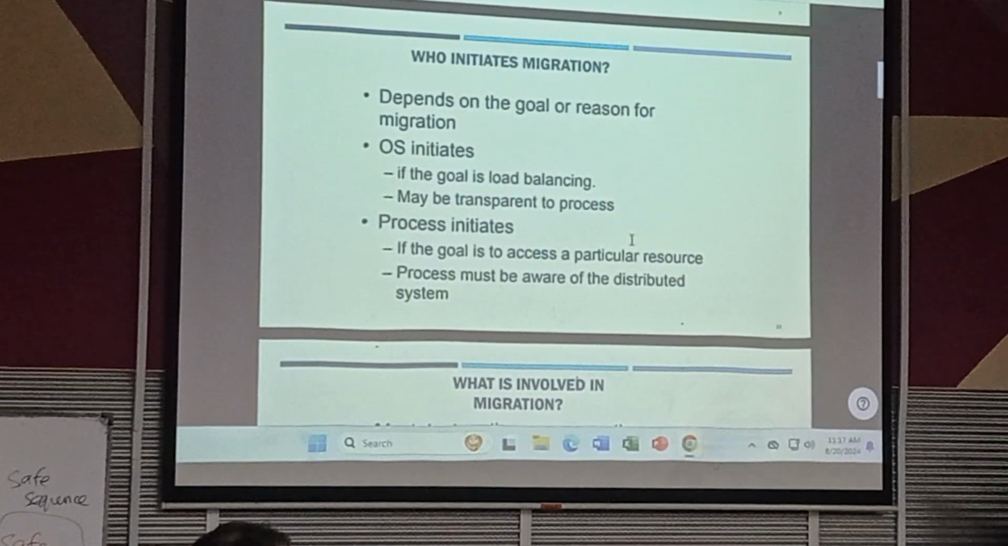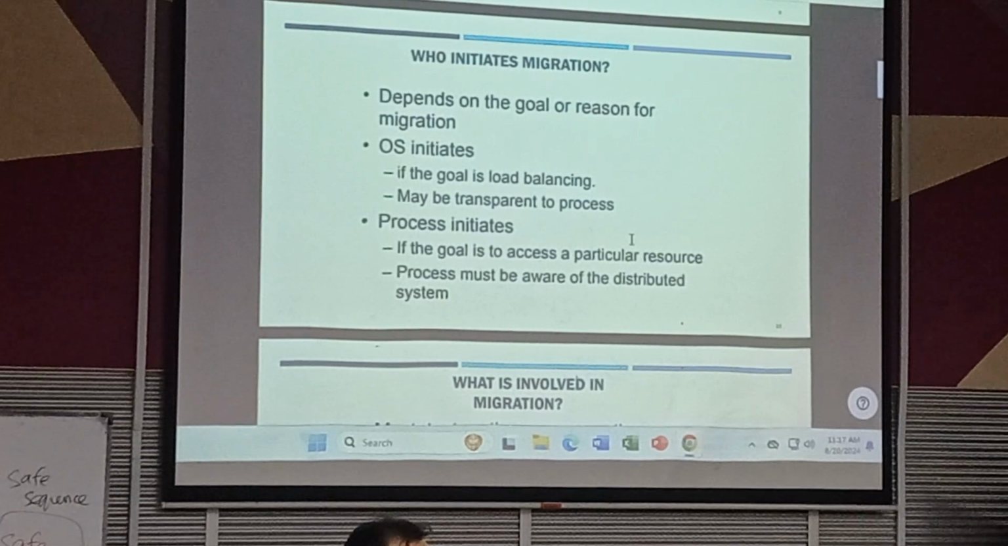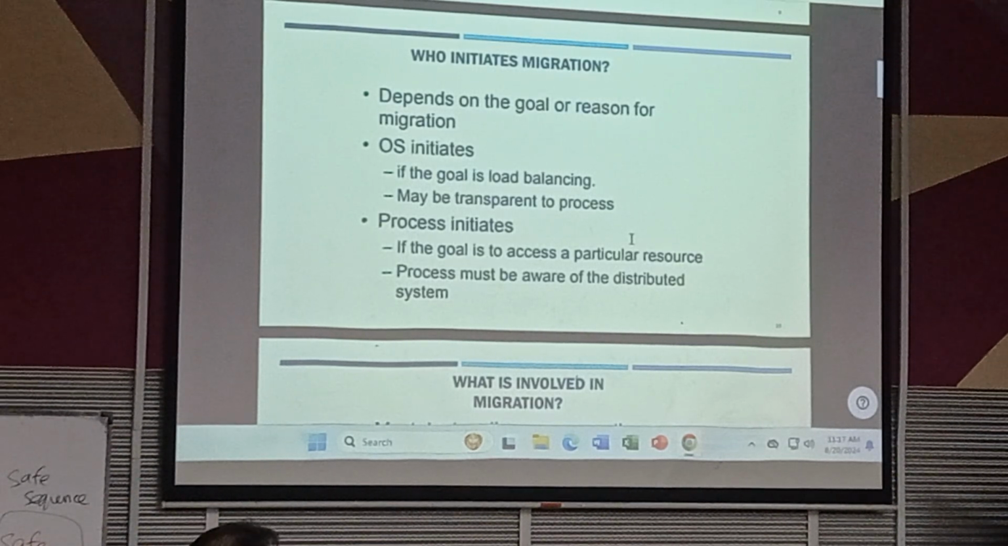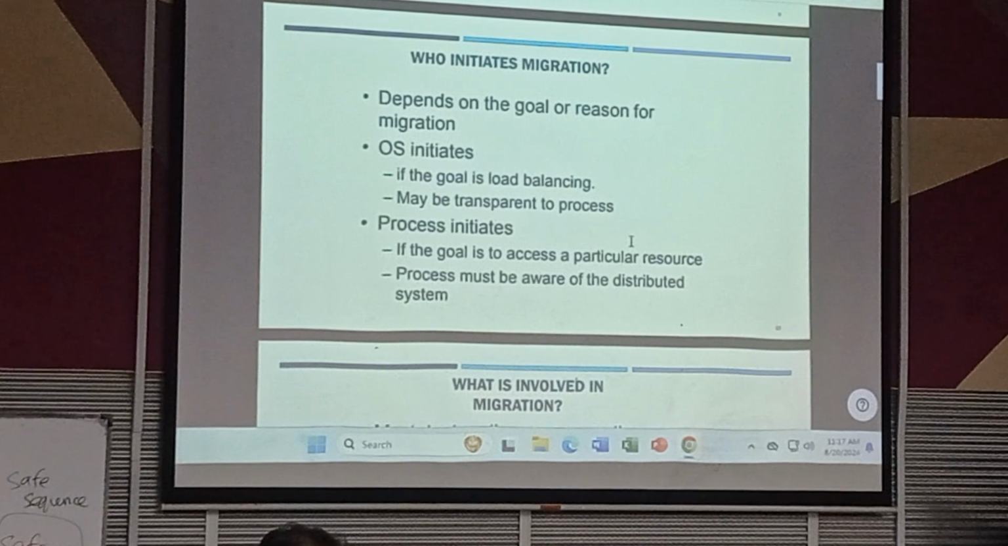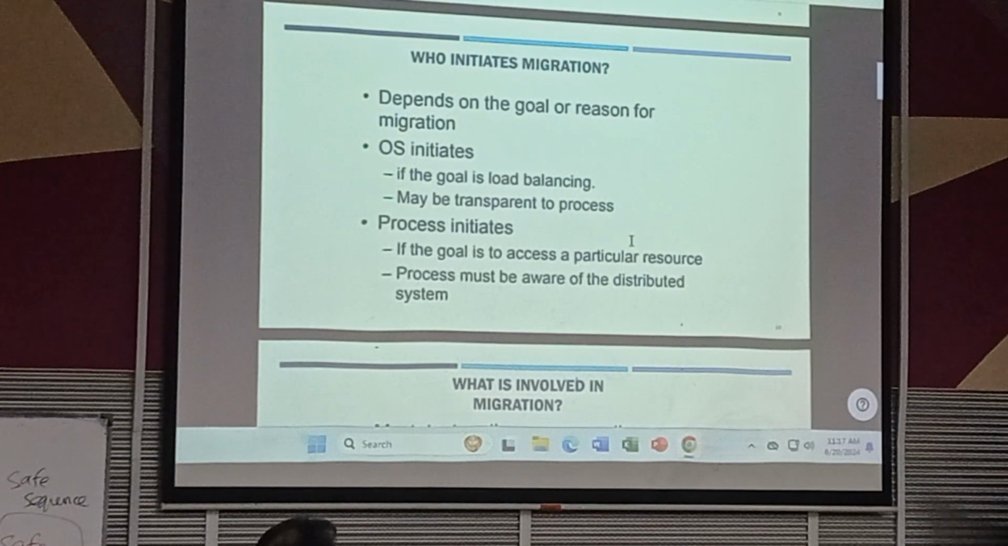Okay, who initiates the migration? As I said before, it can be OS initiated or process initiated. Most of the time, the OS initiates because it has a certain motive. The motive is, I need to balance the computer, right? For example, this computer is too overloaded. There's an idle PC, right? So the operating system will move the process to another idle machine because the objective is to load balance. Okay. So this process normally should be as transparent as possible. It may be transparent, it might not be transparent, just like Colab. Some parts are transparent, but some parts are not transparent.